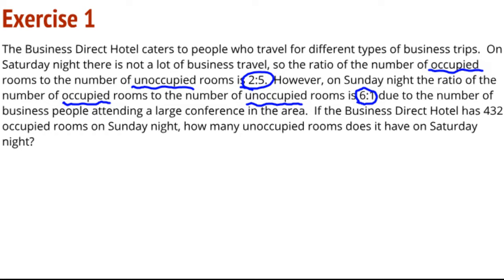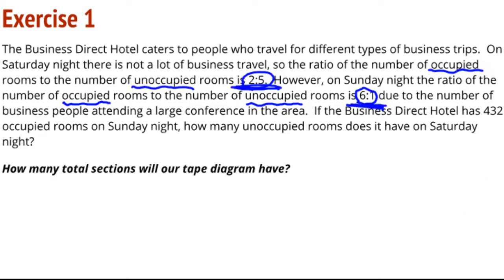If the Business Direct Hotel has 432 occupied rooms on Saturday night, how many unoccupied rooms does it have on Saturday night? So we're going to use the information about Sunday night to figure out information about Saturday night. So we're going to use information from this 6 to 1 ratio on Sunday to answer questions about this 2 to 5 ratio on Saturday.